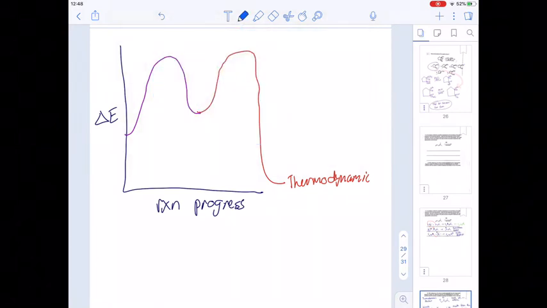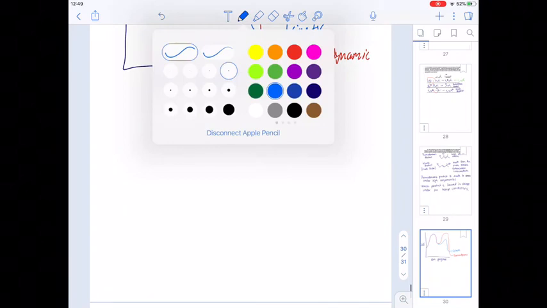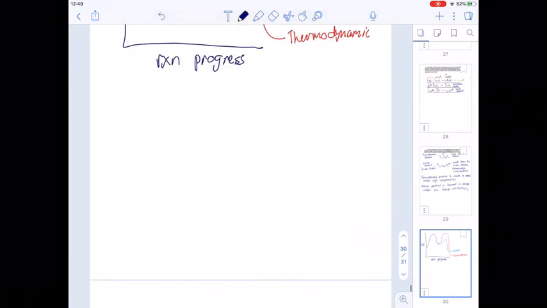So the thermodynamic product is going to come and go up here. So this is the thermodynamic. And then the kinetic one is going to have a lower activation energy, but a higher final energy. They're both going to be exothermic with respect to the starting energy, but the kinetic product is going to have a higher finishing energy than the thermodynamic product will. And the thermodynamic one is going to have a higher energy of activation than the kinetic product will. Okay?